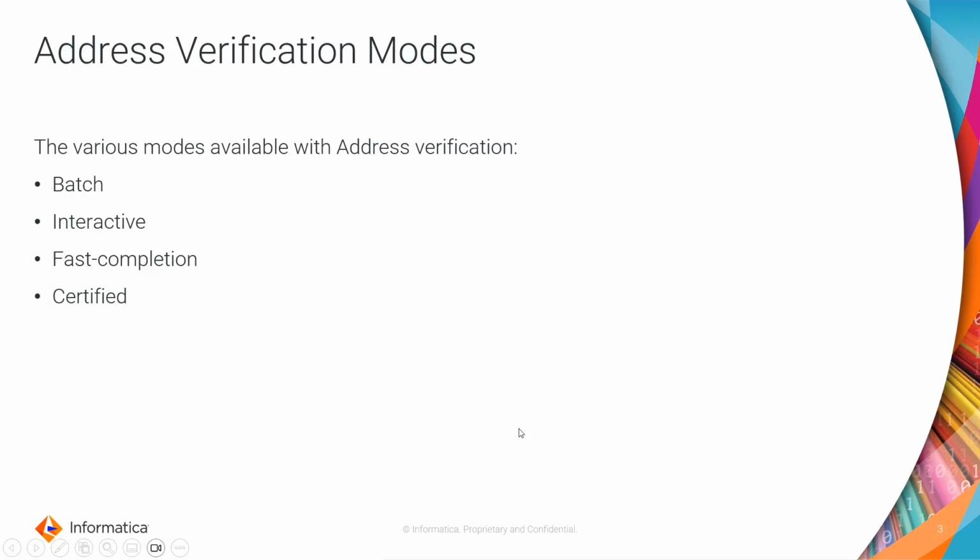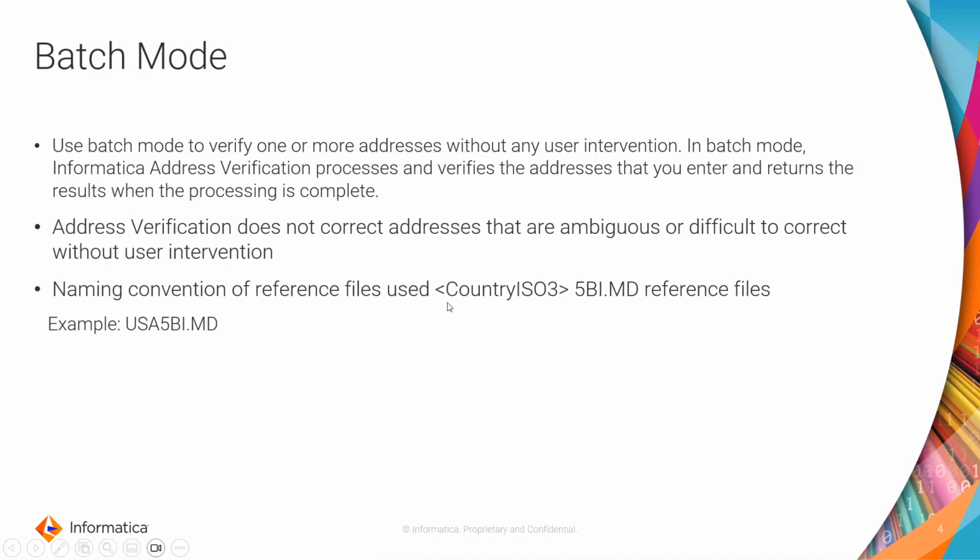So first we will talk about the different verification modes that are available with the product. The first one is batch mode, second interactive, third fast completion, and fourth is the certified mode. In the batch mode, we can verify one or more addresses without any human intervention. The AV engine processes, verifies the data, and then provides a result.